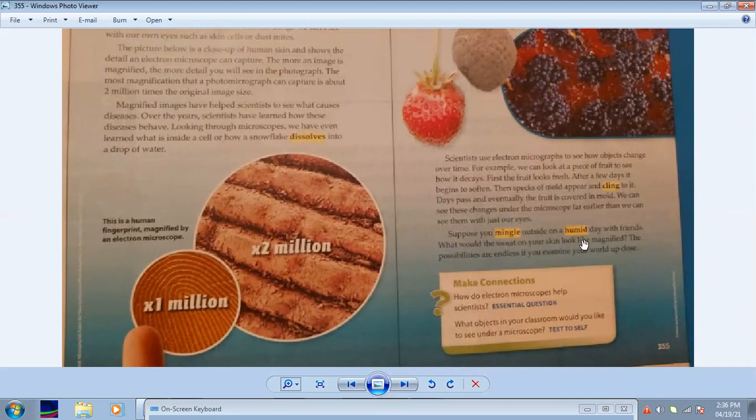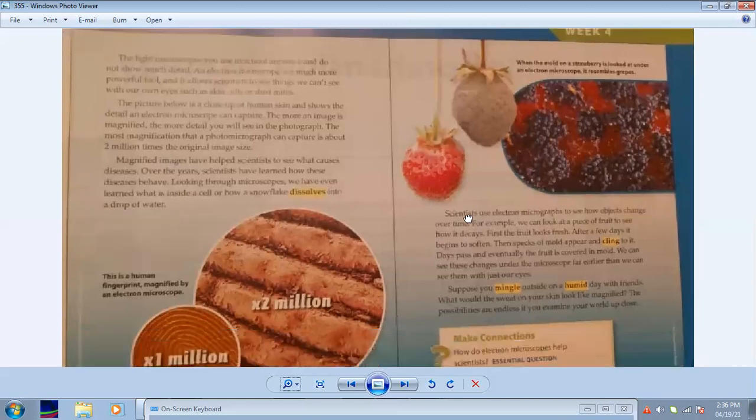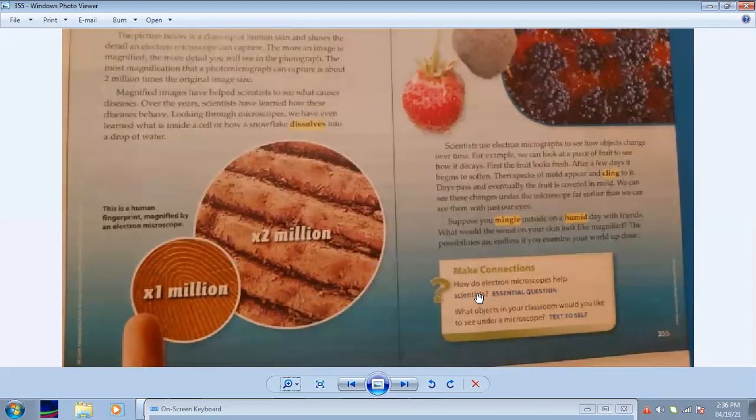Sometimes you mingle outside on a humid day with friends. Remember, mingle means to get together, to mix it up, meet people, hang out. Humid day, a day that's really hot because of the water vapor in the air. What would the sweat on your skin look like magnified? The possibilities are endless if you examine your world up close. Okay, so using the electron microscope, you could pretty much look at anything and magnify it to see what it looks like up close. All right.